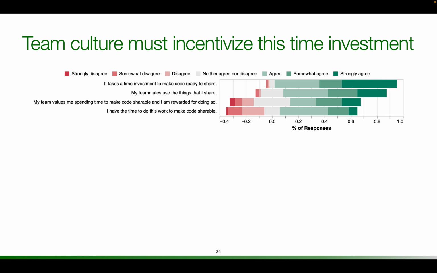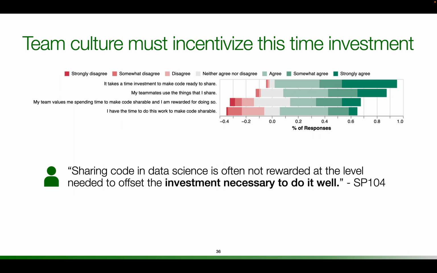And we see near unanimous agreement, in the top 2 responses, that sharing code takes a time investment, and that people are using it when it's shared. However, there's less agreement that there's actually support for making this time investment. As one of our participants said, sharing code in data science is often not rewarded at the level needed to offset the investment necessary to do it well. This really points to a core tension among sharing and reuse in data science.